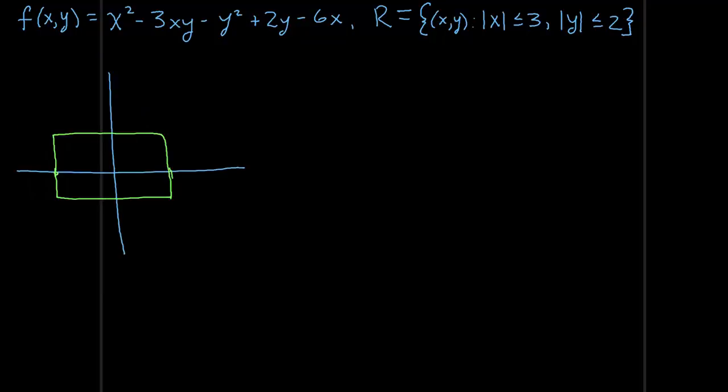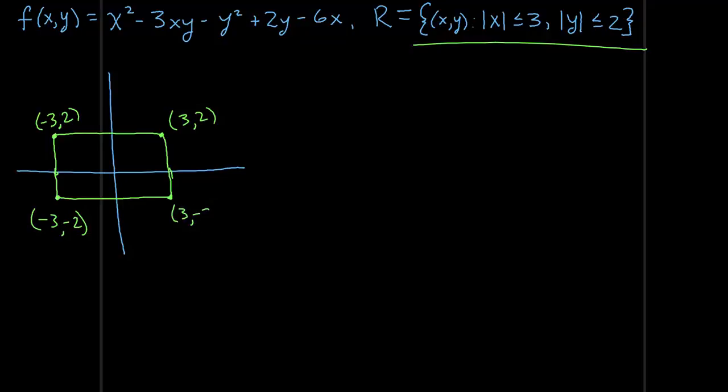Okay, so what we've got here are these endpoints. I've just sketched this region right here. This point over here is negative 3, negative 2. This is negative 3, positive 2. And here is 3, 2, and 3, negative 2. So we want to find the highs and the low points on this closed region.